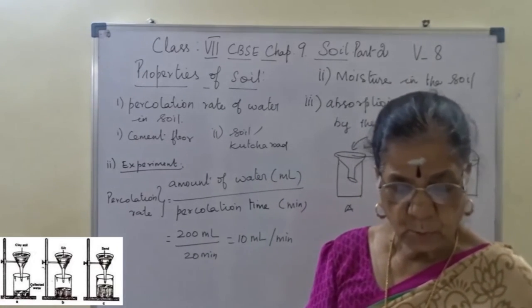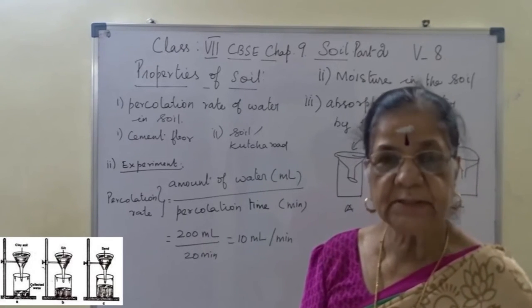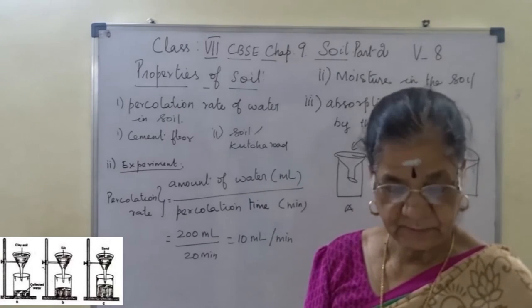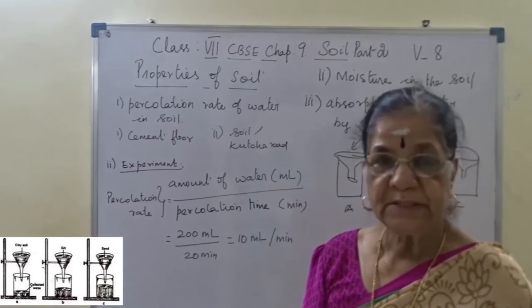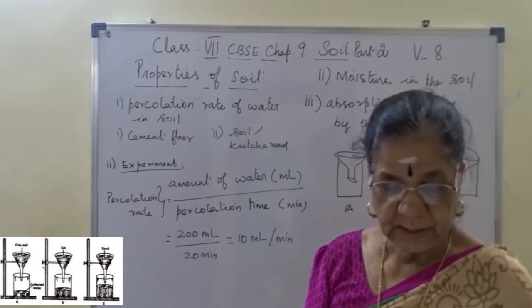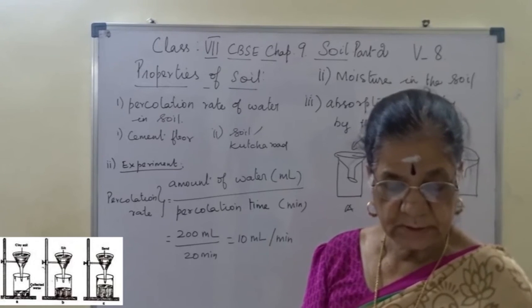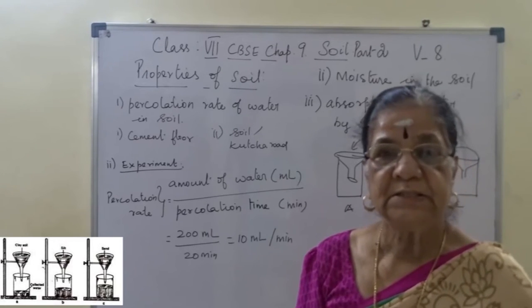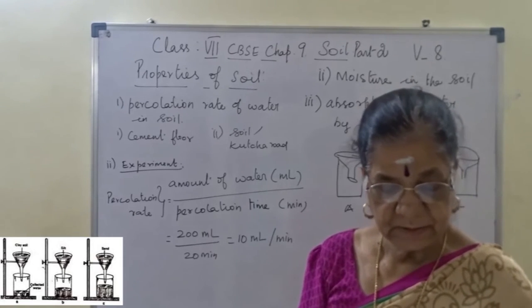Then pour water all over the soil. Keep pouring water till it starts dripping. Subtract the amount of water left in the measuring cylinder from the amount you started with. This amount of water is retained by the soil. I hope you understand. Then record your results in a book.